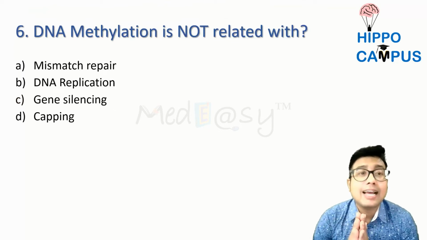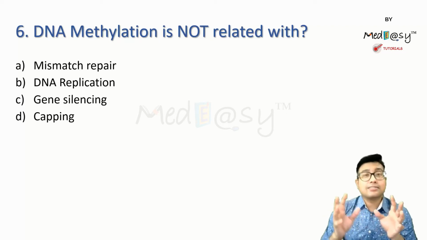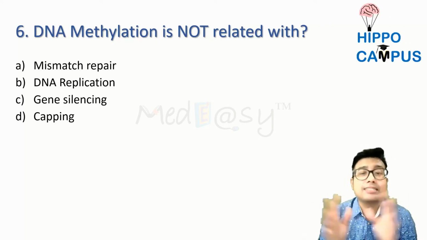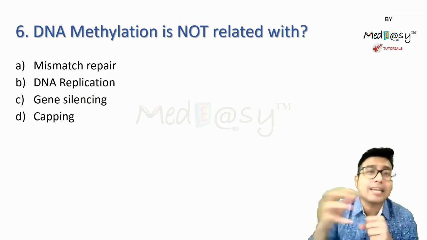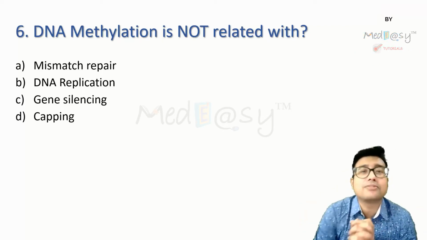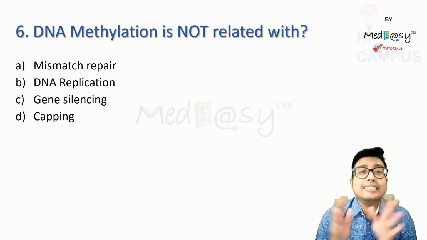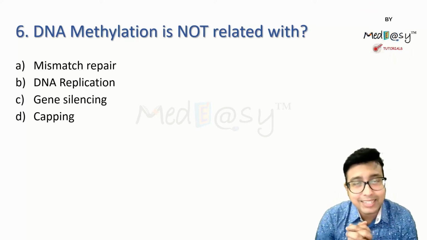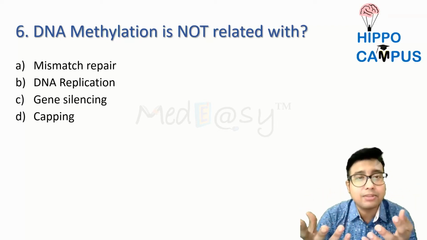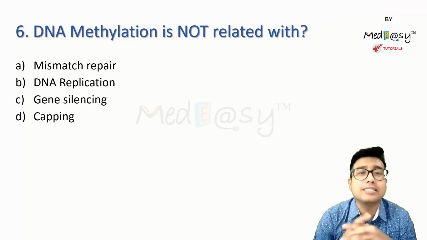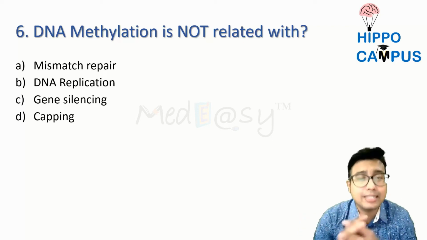Moving on, DNA methylation is not related with. So DNA methylation is a very important epigenetic process in which a methyl group is added to a specific cytosine residue with the help of the enzyme DNA methyltransferase, or DNMT1. All right. Now there are variations of this enzyme. There are other types of DNA methyltransferase. They are DNMT3A and DNMT3B. Those help in de novo DNA methylation.